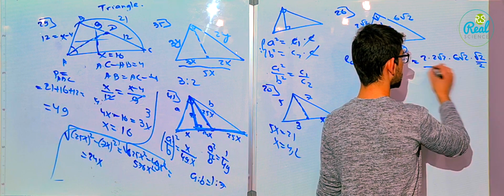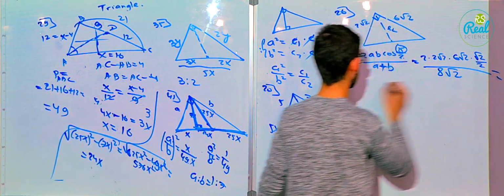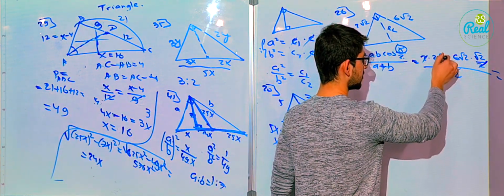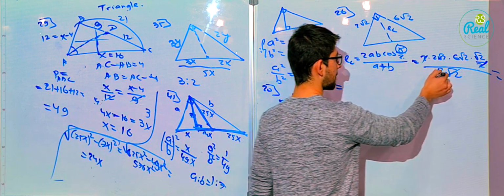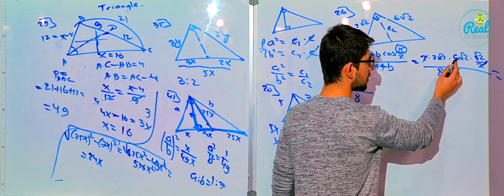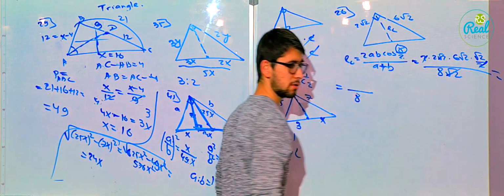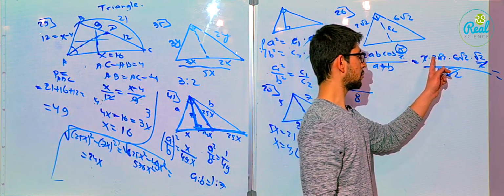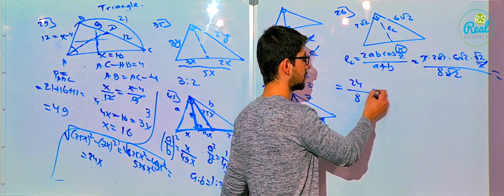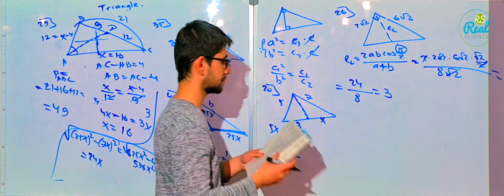Under the root of 2 over 2, divided by A plus B. So 8 under the root of 2. That happens cancellation, right? Another cancellation. So 8, let's leave 8 as it is. 2 multiplied by 6 is 12, and under root of 2 multiplied by under root of 2 gives you another 2. So 12 multiplied by 2 is 24. 24 divided by 8 is 3. That's all.